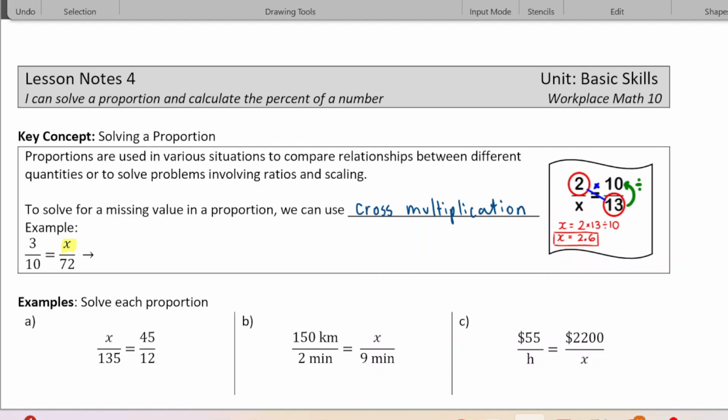So I've got this little image here that shows it, but essentially you want to multiply the two numbers that are diagonally across from each other. So in this case, that would be 3 and 72. That's why it's called cross multiplication. And then you want to divide by the other number that's across from what you want to find. So we want to divide by 10. And so when you type that in, you get 21.6.